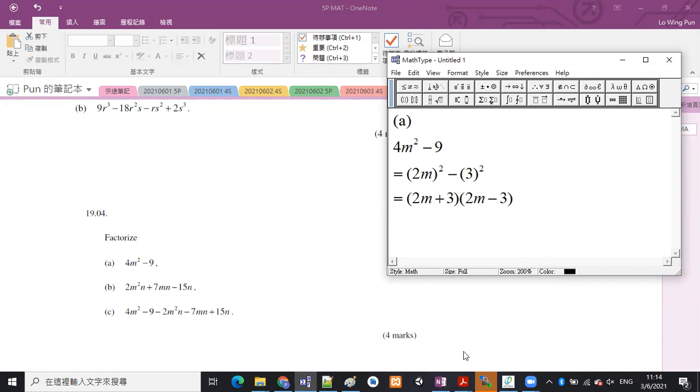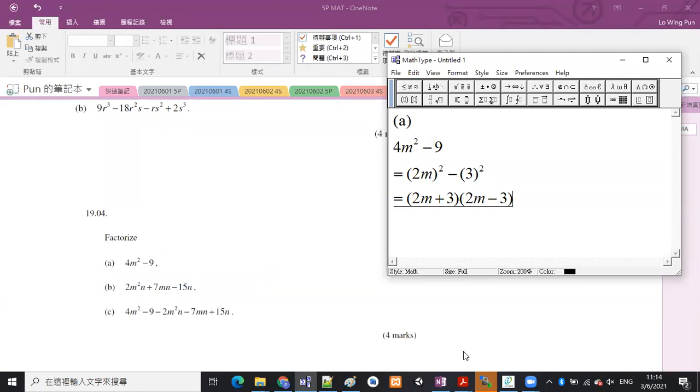It's always like this. Because we know that 9 can be written as 3 squared, and 4m squared can be written as 2m bracket squared. So again, it is the format of a squared minus b squared. So we are going to use the identity a plus b times a minus b to factorize this. Okay? Can you follow? Come on, it is always like this. Don't think it is very difficult. Okay, it's always like this.